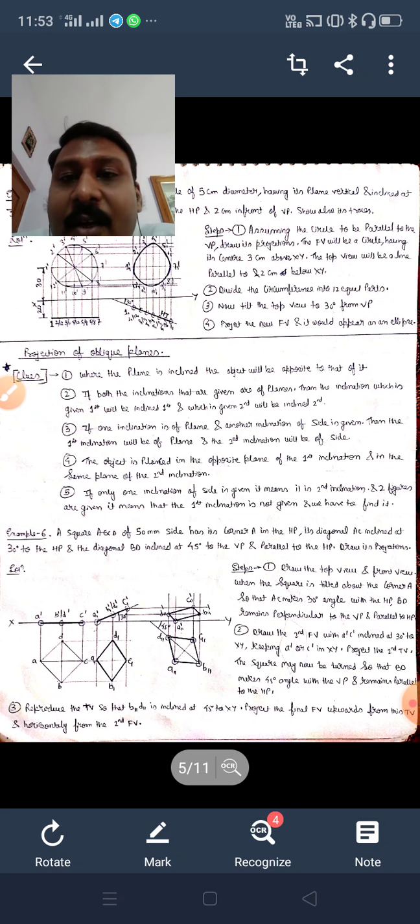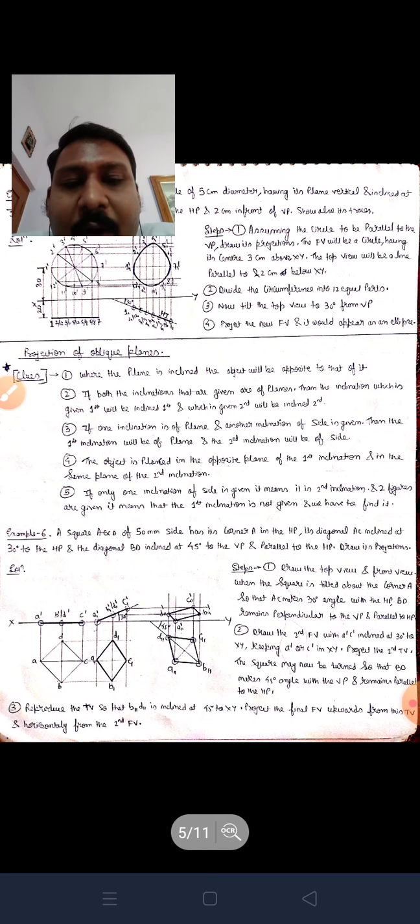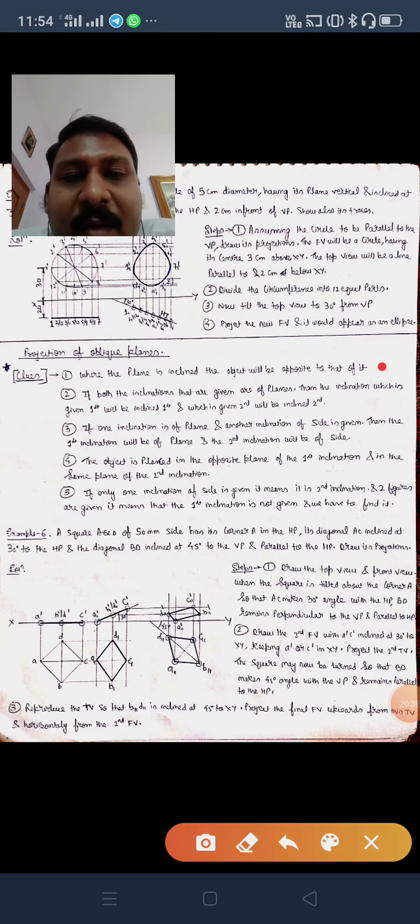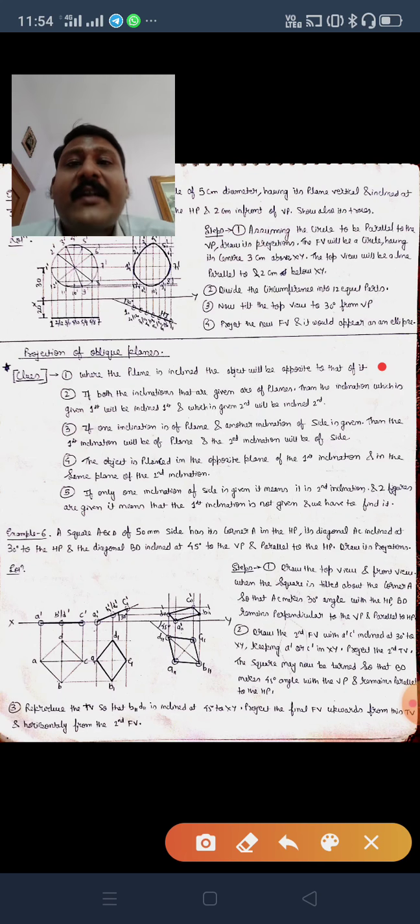So here I have written the clues. What are the clues? As I have already said, where the plane is inclined, the object will be opposite to that. This point I have already mentioned. Moving forward to the second point: if both the inclinations that are given are of planes, listen carefully. The inclination which is given first will be inclined first, and which is given second will be inclined second.